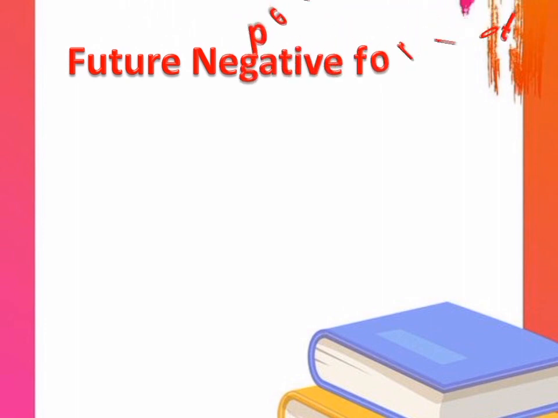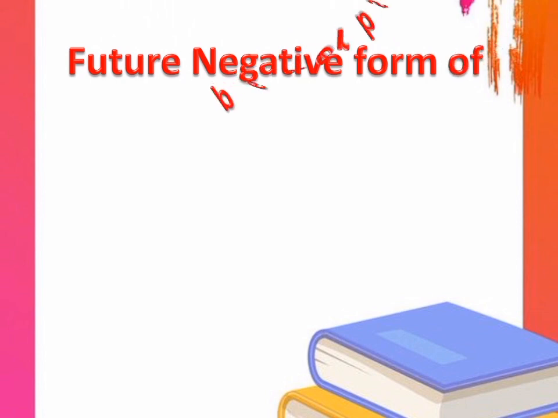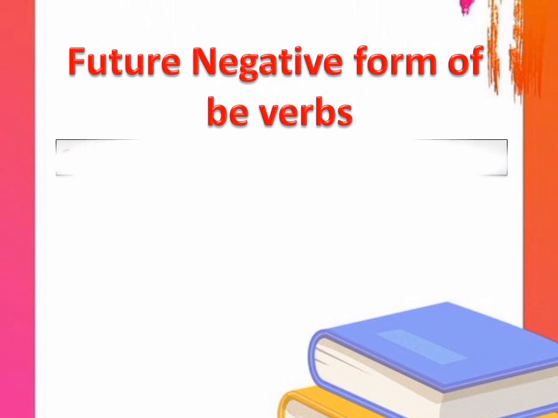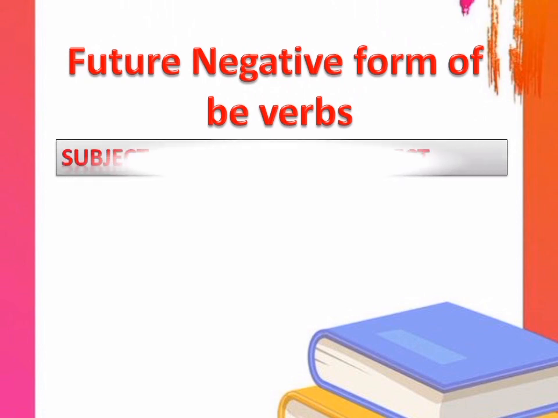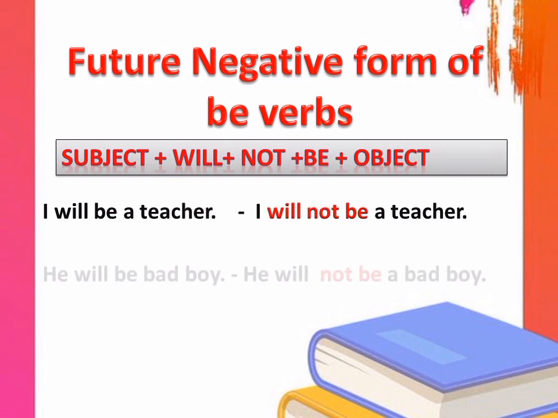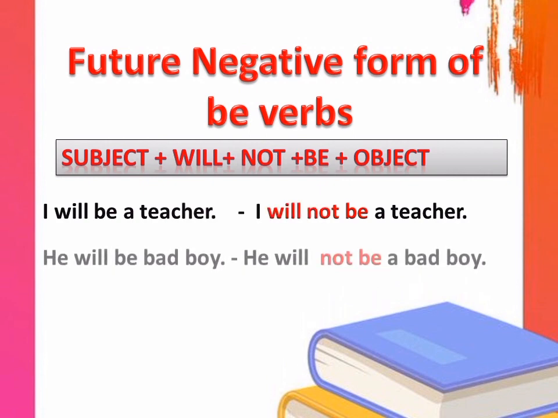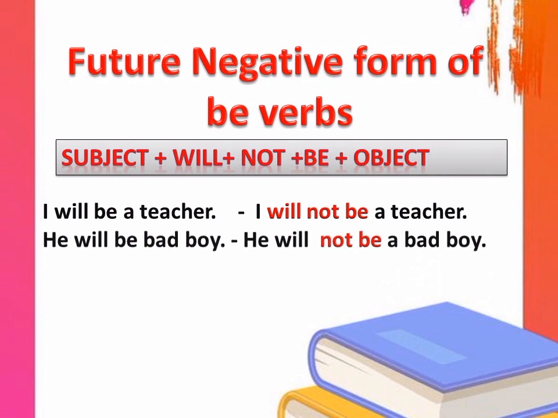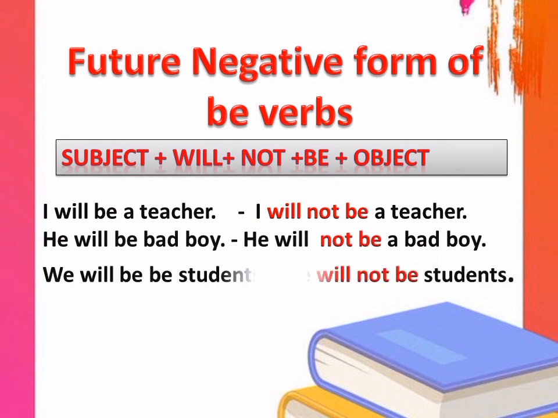Next we are going to learn the future negative form of be verbs. The sentence structure is subject plus will not be plus object. Let's see how we can change the infinite sentence into negative form. I will be a teacher. I will not be a teacher. He will be a bad boy. He will not be a bad boy. We will be students. We will not be students. We can use the contracted form for will not as won't.